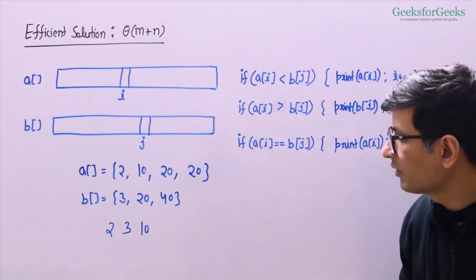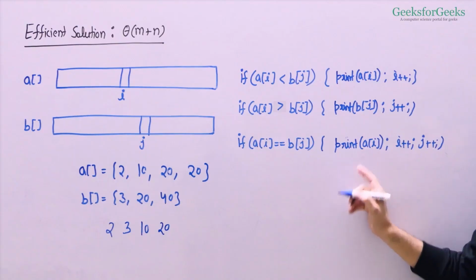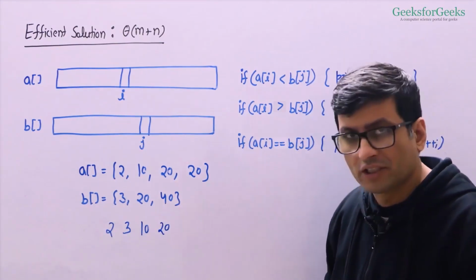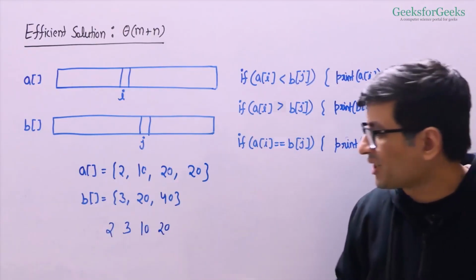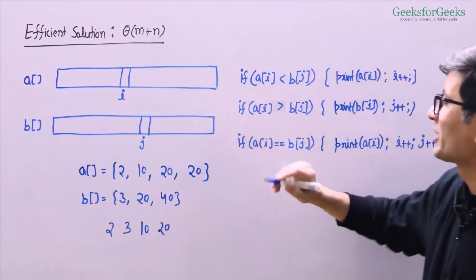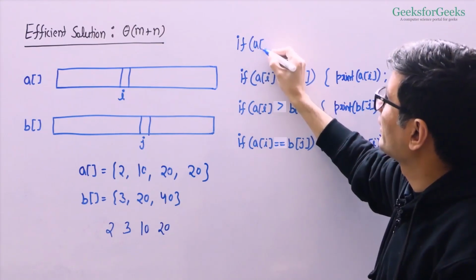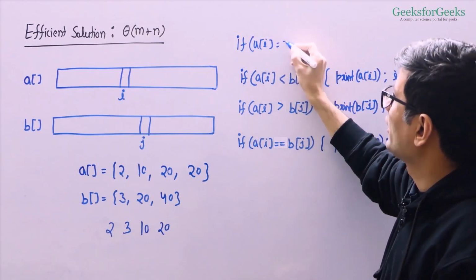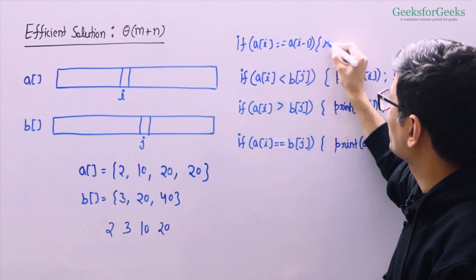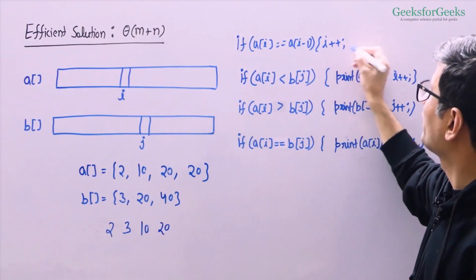So what will happen now? We'll print 20, right? Because we have printed AI, and we'll move ahead in both the arrays. So we will come to 20 and 40. See, now we need to ensure that 20 is not printed again, right? For that purpose, we need to add some extra conditions. The condition that we are going to add is if AI is equal to AI minus 1, then we need to simply move ahead and continue, right? Because we have processed the same element already, right? So we do I plus plus and we continue.